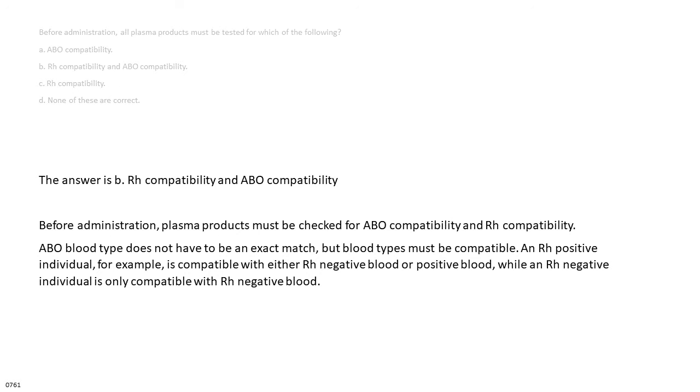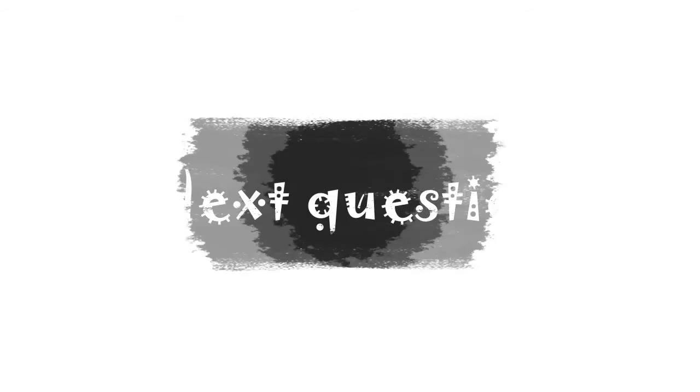The answer is B. RH compatibility and ABO compatibility. Before administration, plasma products must be checked for ABO compatibility and RH compatibility. ABO blood type does not have to be an exact match, but blood types must be compatible. An RH positive individual, for example, is compatible with either RH negative blood or positive blood, while an RH negative individual is only compatible with RH negative blood.